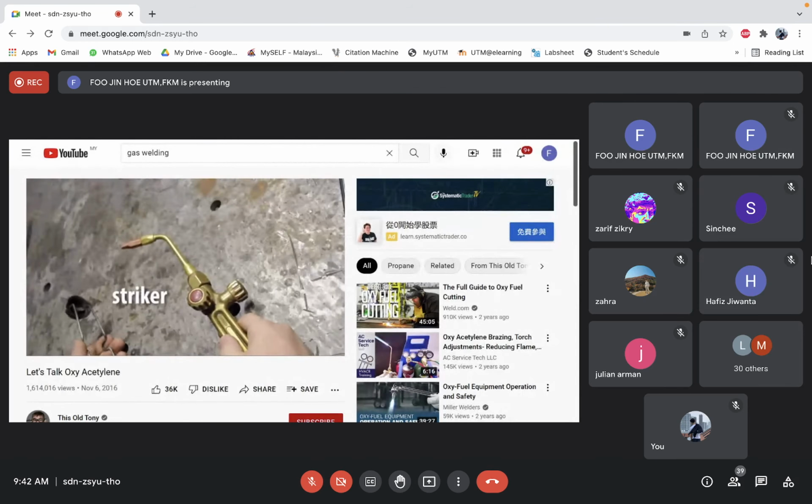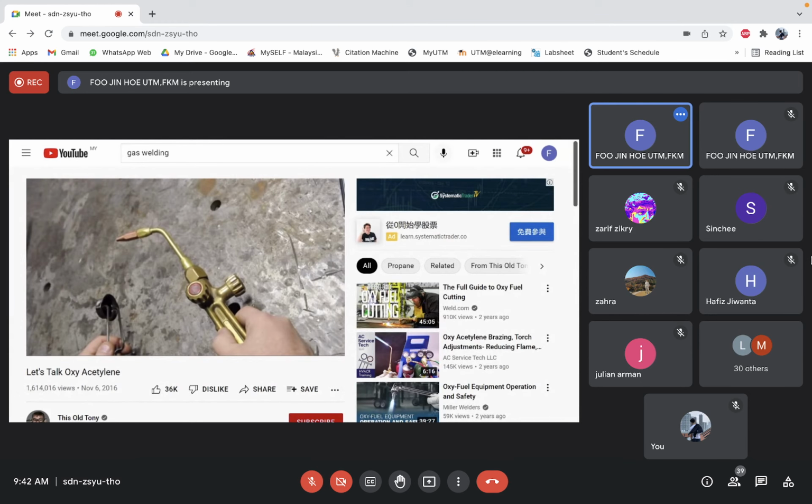You should use a striker to light up your torch. I've always been taught not to light a torch with an open flame, like a lighter, for example. And I'm not exactly sure why that is, to be honest. If anybody knows the official reason, I'd love to hear about it.